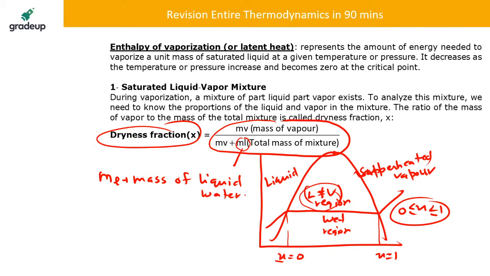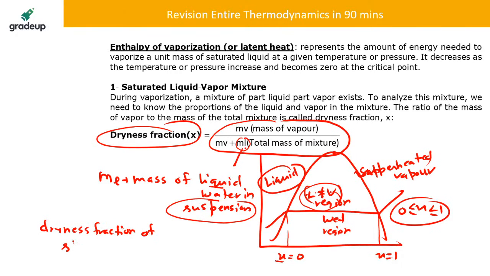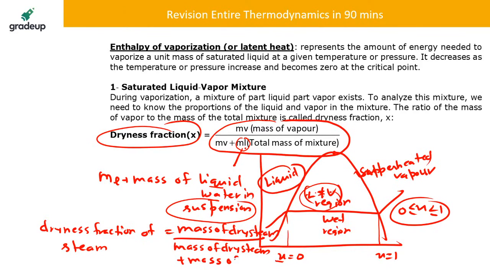liquid water in suspension. It is not liquid, my dear, because this is the liquid region and this is the liquid plus vapor region. The liquid will not be there in this region. It will be liquid water in suspension, or the water vapor in suspension. So the dryness fraction of the steam will be equal to the mass of dry steam divided by the mass of dry steam plus the mass of water vapor in suspension. This is the formula of dryness fraction of steam. This you have to remember.